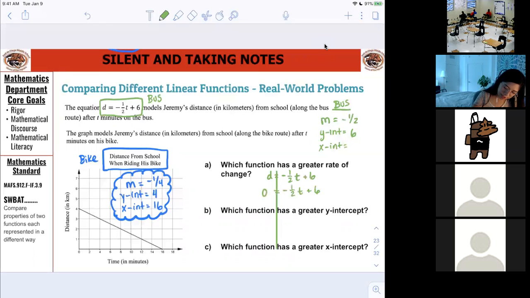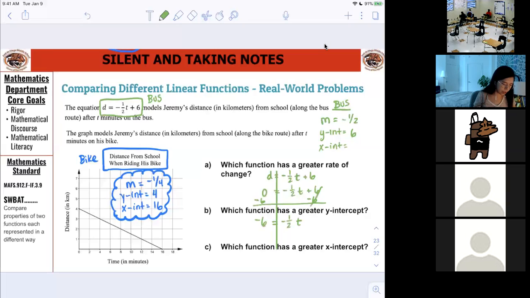Again, I apologize that I'm writing in the middle of the page, but I forgot to leave some space here. All right, if I'm solving for t, I want to get t all alone. What do I do? Subtract 6. And what is 0 minus 6? -6. So -6 equals -1/2 t.